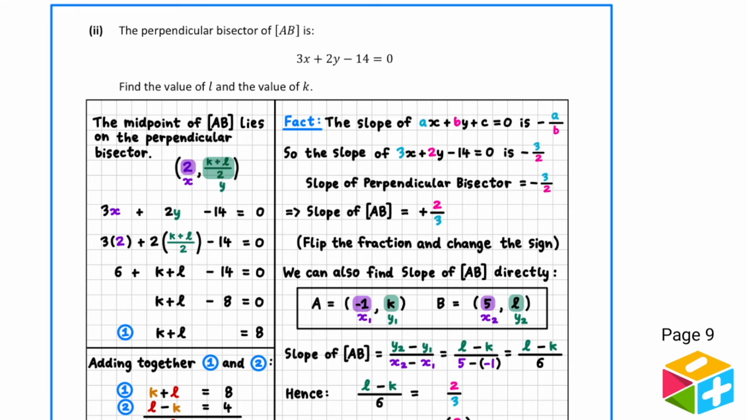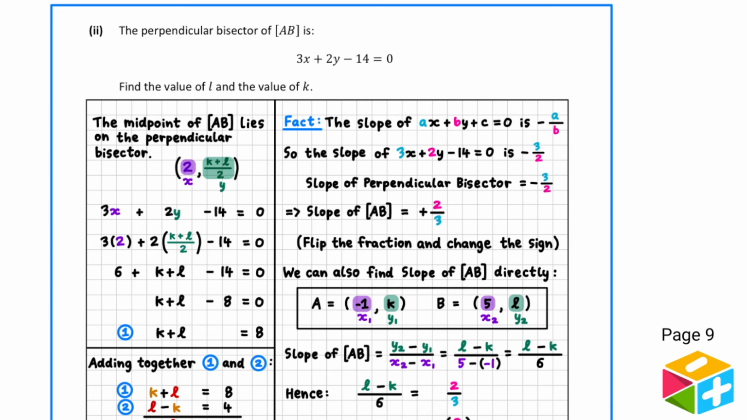By definition, the perpendicular bisector of AB is perpendicular to AB. It follows that the slope of AB is plus 2 over 3. This comes from the fact that a perpendicular slope can be obtained if we flip the fraction and change the sign. Here, the sign changes from minus to plus, and the fraction flips from 3 over 2 to 2 over 3. So, we found that the slope of AB is 2 over 3.